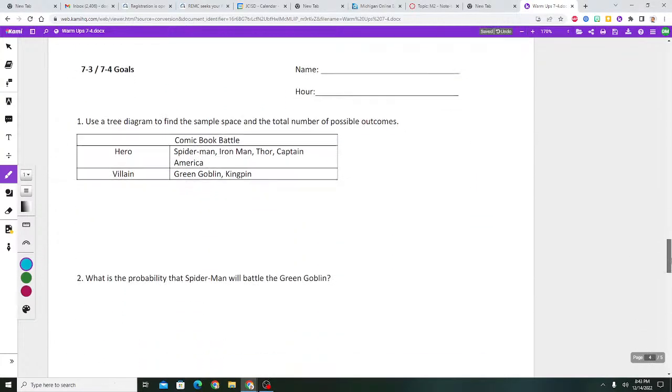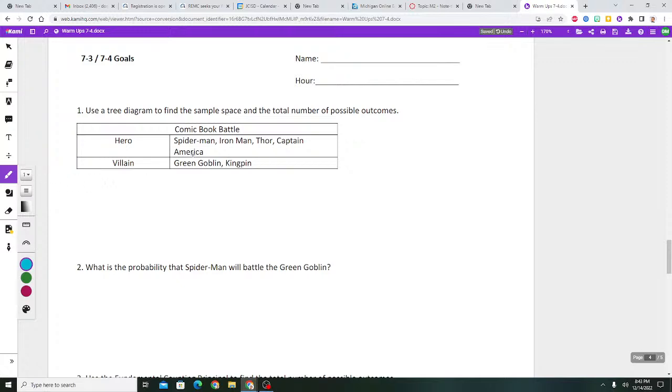So the goals homework is the following. Use a tree diagram to find the sample space and the total number of possible outcomes. So we have Spider-Man, Iron Man, Thor, Captain America. And they're being paired off against Green Goblin or Kingpin. Again, the Green Goblin or Kingpin. Again, the Green Goblin or Kingpin. And the Green Goblin or Kingpin. So we can see that there's 8 outcomes.